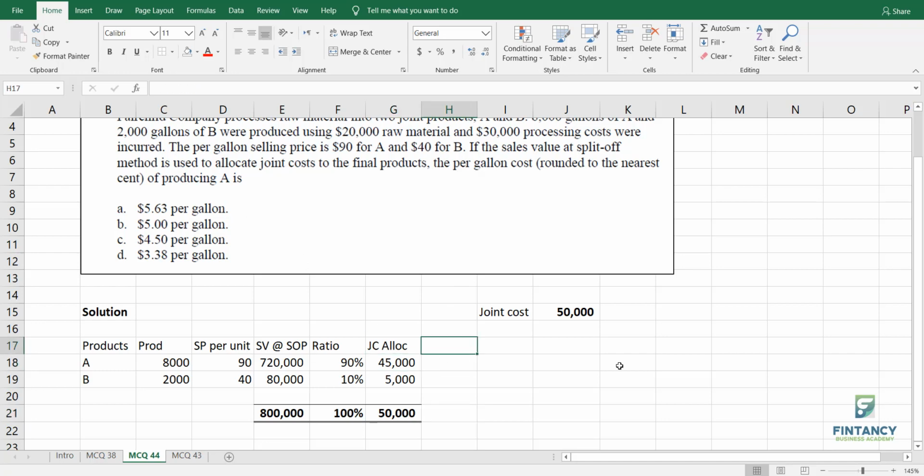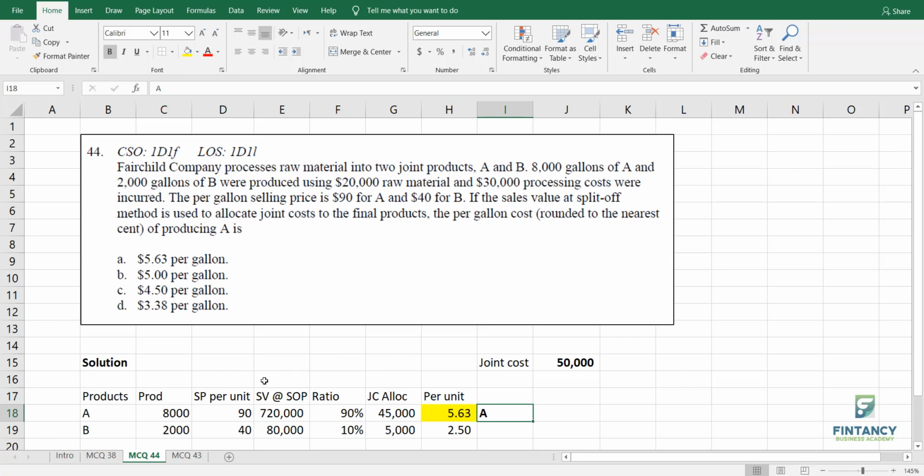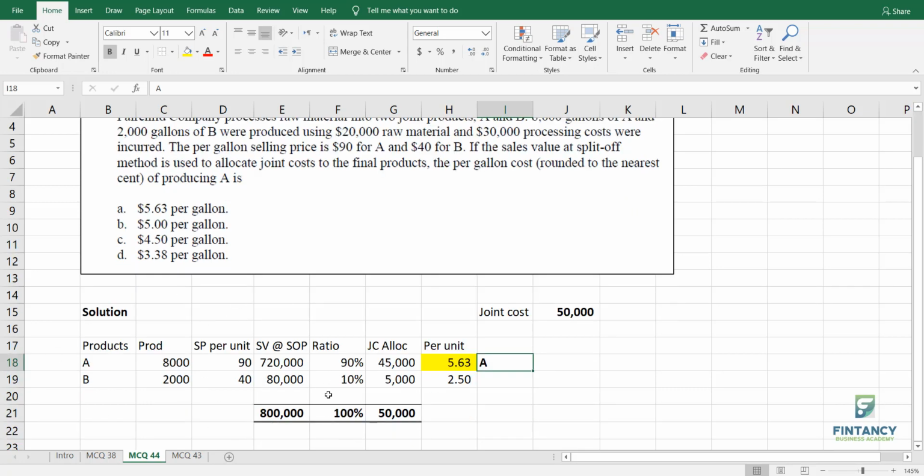So if I need the per gallon cost now, per unit cost of A, what I will do is I will take this divided by the gallons. Getting the story, everyone? And if they are asking you for B, the answer will be 2.5. But here they are asking for A, so the answer is 5.63 and the answer is A. Correct answer is A. Okay, my friends. So this is the solution for question number 44 when we are doing sales value at split off point. So you can remember this format.